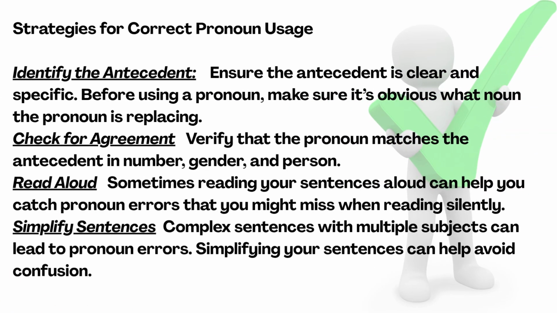Strategies for correct pronoun usage. Identify the antecedent. Ensure the antecedent is clear and specific. Before using a pronoun, make sure it's obvious what noun the pronoun is replacing. Check for agreement. Verify that the pronoun matches the antecedent in number, gender, and person. Read aloud. Sometimes reading your sentences aloud can help you catch pronoun errors that you might miss when reading silently.